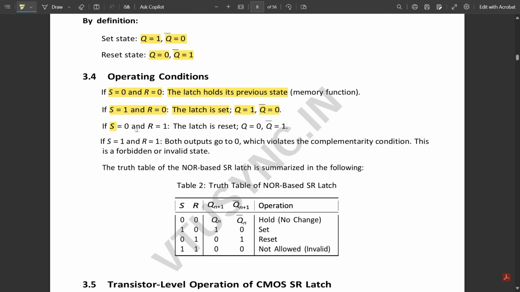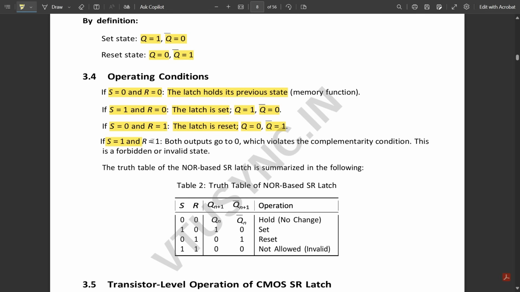But if S is equal to 0 and R equal to 1, the latch is reset. That is, initially it was 1. If it is resetting, Q would be equal to 0 and its complement Q bar would be equal to 1. So here we have 0 and 1, and in operation it would be in the reset state.